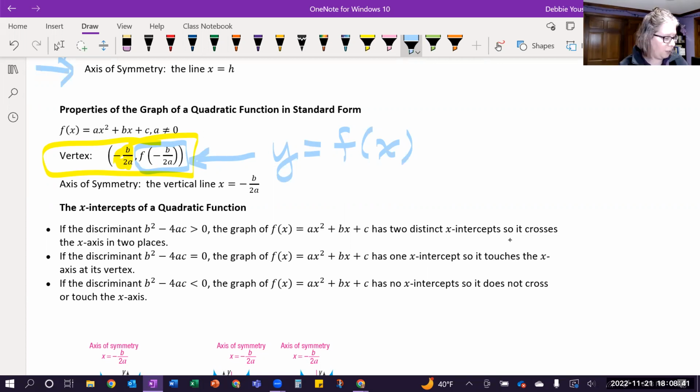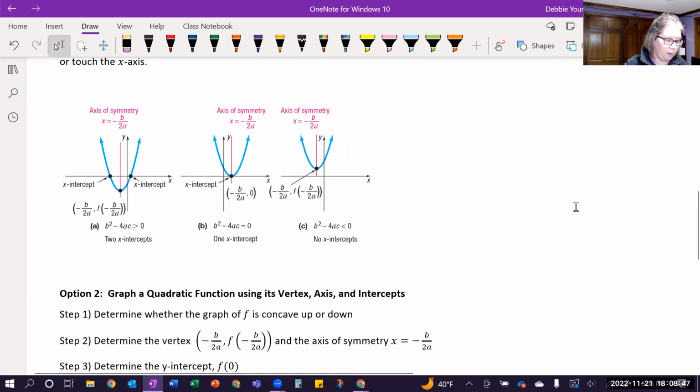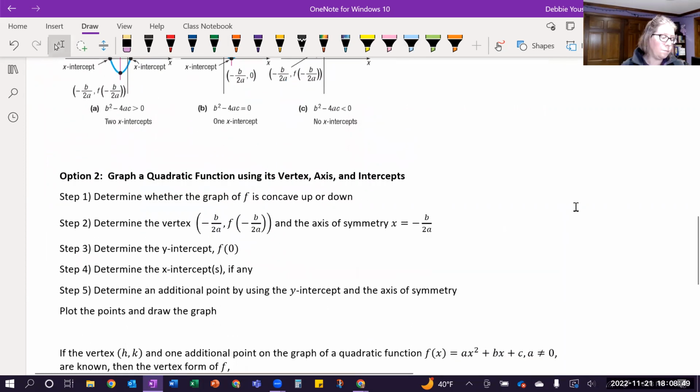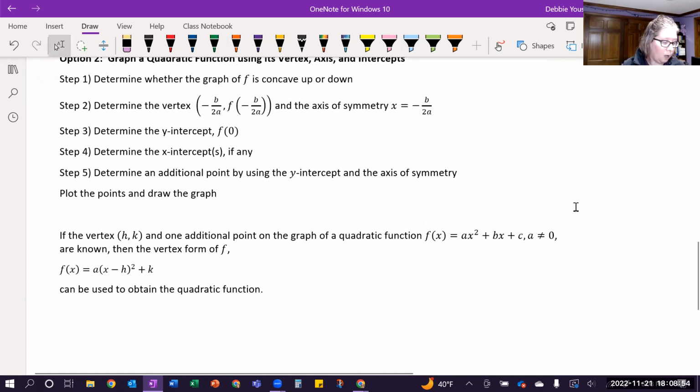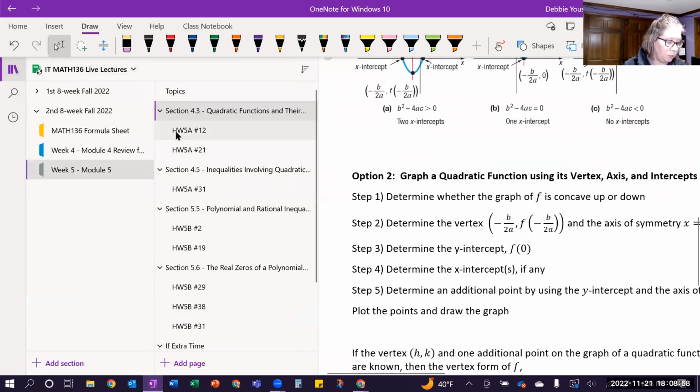There's some other information here. Again, I pulled all this from your text, just kind of extra little bits that I might talk about when I get into the actual problem. And then the book gives you like two options of how you can work through these problems. So again, I encourage you to be reading your e-text if you don't normally regularly do that.